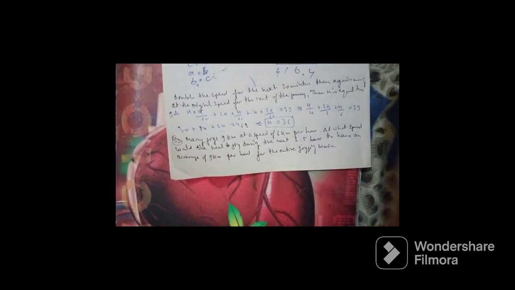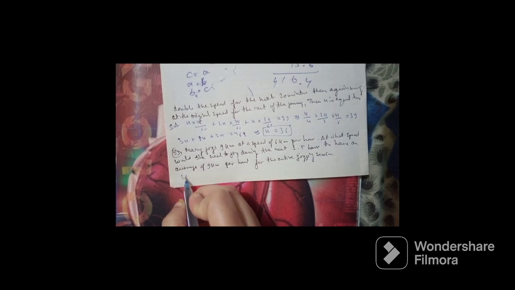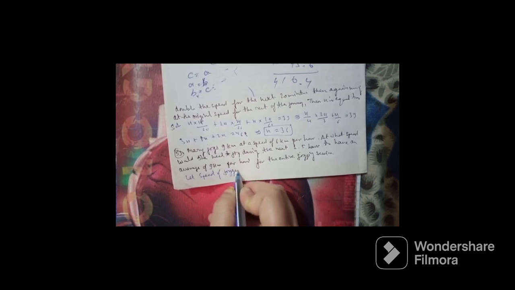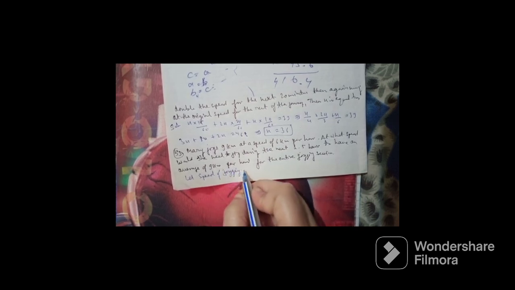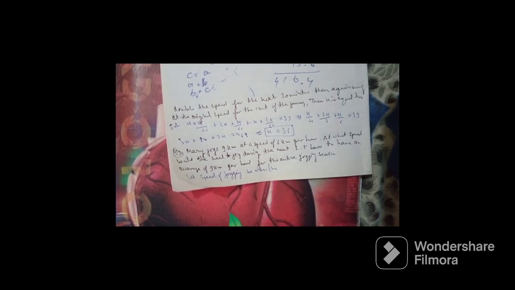So let's go for the same. We'll find out here, and that we have as follows. Let speed of jogging be x km per hour.